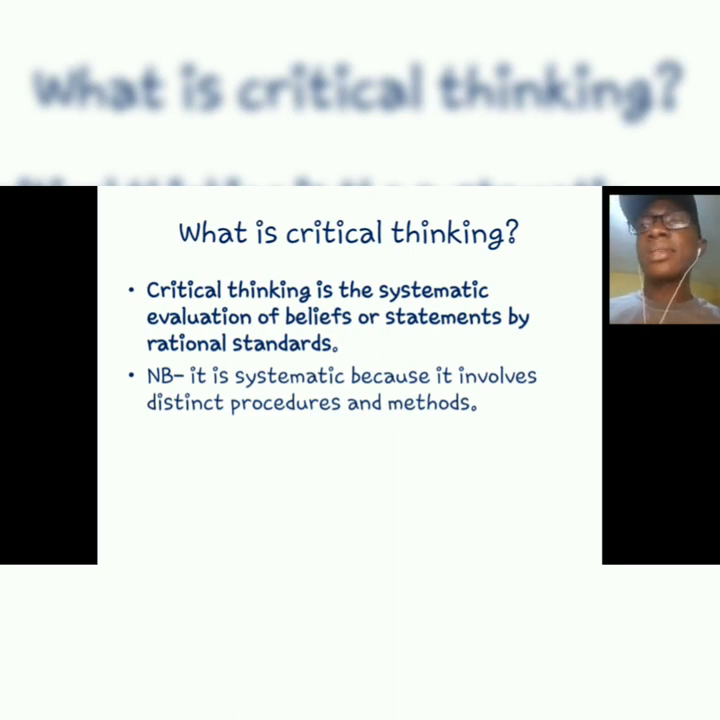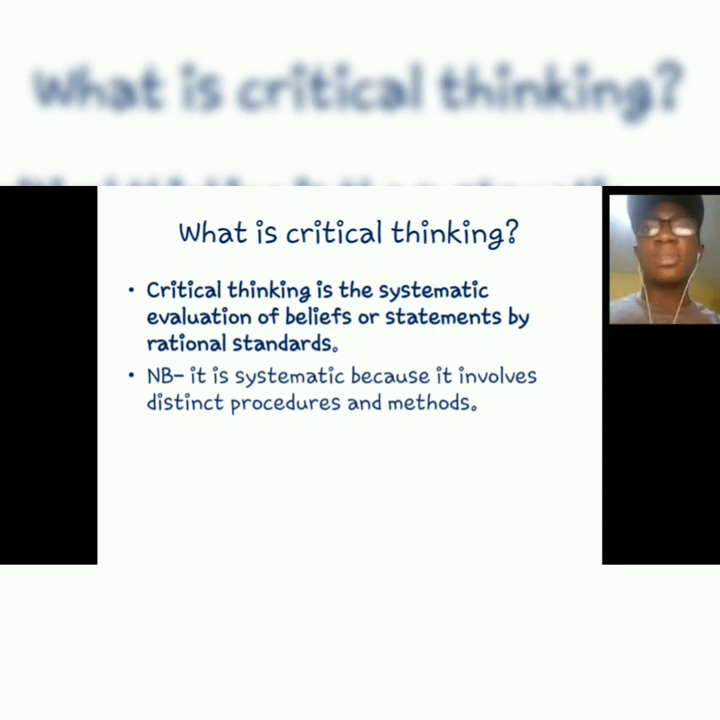Critical thinking is the systematic evaluation of beliefs or statements by rational standards. You see, we all believe in something, and there is this assumption that a belief is worth having, provided it is most likely true. We also assume that a belief is most likely true if there are good reasons to accept it. So in some books, they define critical thinking as thinking about your thinking.